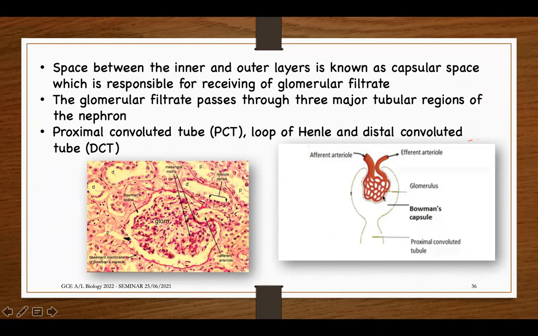The capsular space is responsible for receiving the glomerular filtrate. Now this is the glomerulus. From the glomerulus, some particles will filter into the space of the Bowman's capsule. So the space between the inner and outer layers is called the capsular space, that will receive the filtrate from the glomerulus. The glomerular filtrate passes through three major tubular regions of the nephron: the PCT, loop of Henle, and the DCT, distal convoluted tubule. We will be talking about the glomerulus in the next slide. Before that, remember, this space is called the capsular space, which receives the filtrate from the glomerulus.